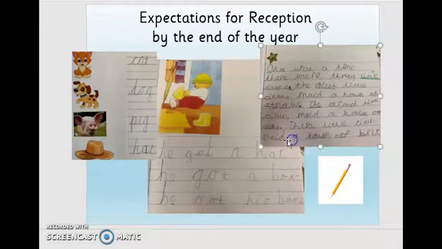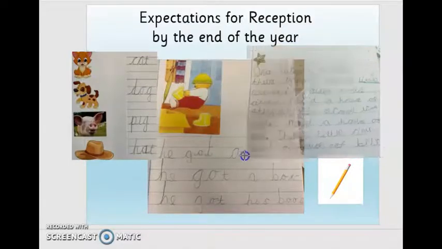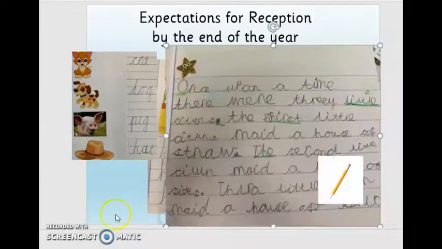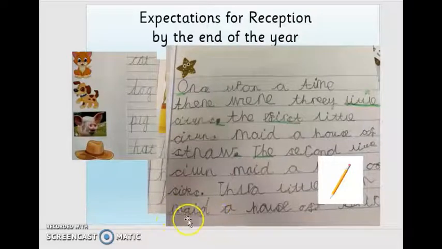You will notice within this piece of writing here that a child did a couple of years ago in my class. You will see words such as made here, that although is not spelt correctly, actually in reception this would be acceptable because it's phonetically plausible, which means that the child has applied their sounds. So here we've got m, we've got the digraph a, and the sound d at the end to hear the word and write the word made. So this would be acceptable in reception.